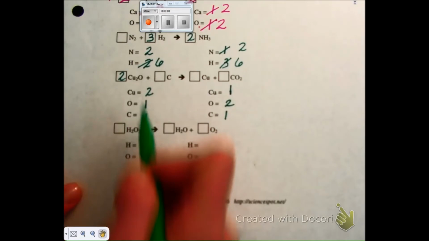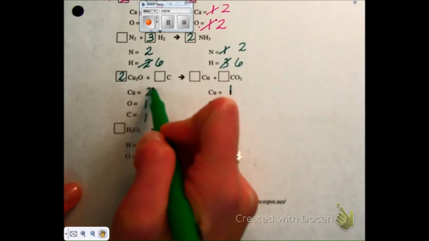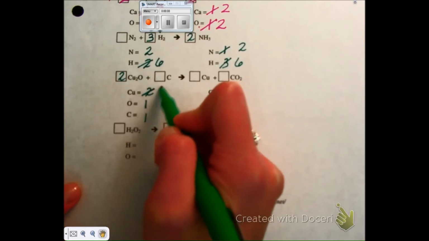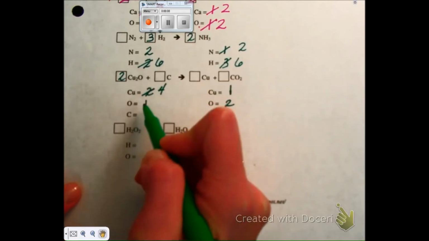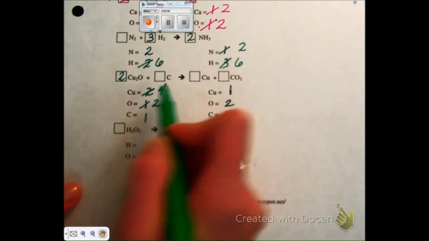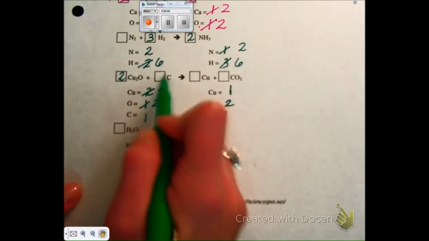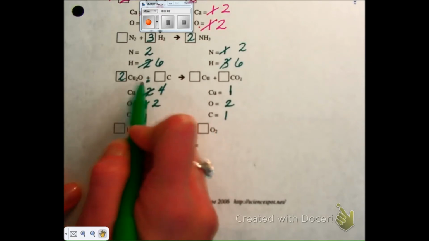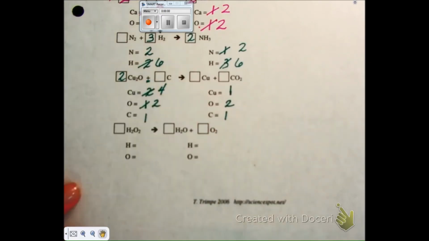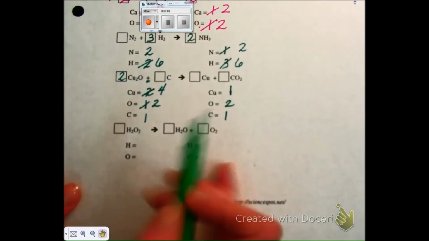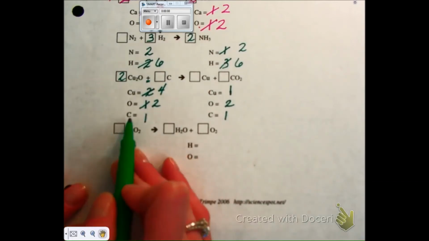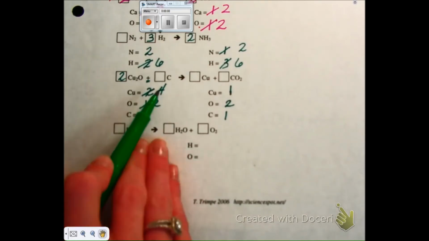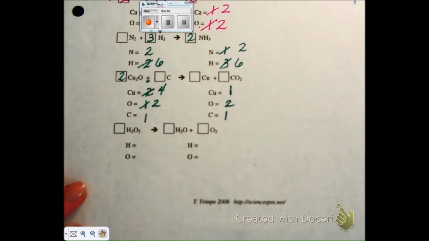Okay, so let's recount. We're going to cross these out. How many copper? How many oxygen? And remember, it doesn't affect our carbon because it's not going to jump over the plus sign. Coefficients don't jump over plus signs. Okay, so we did a pretty good job with just one fell swoop. Our carbon and our oxygen are balanced. Now we need to balance our copper.